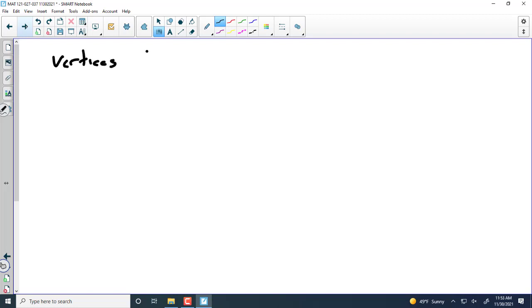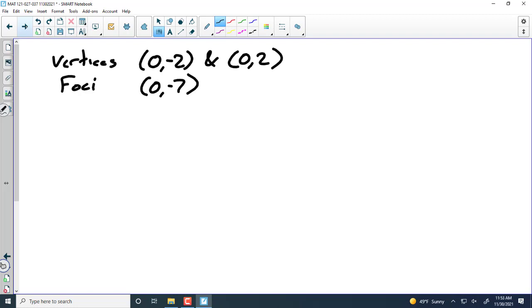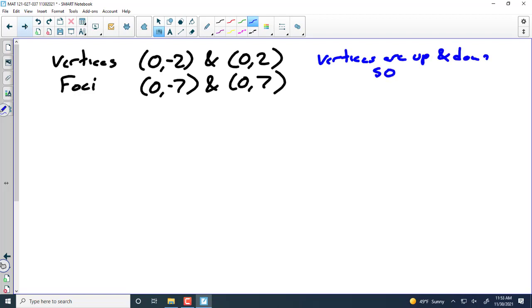Vertices 0, -2 and 0, 2. Foci at 0, -7 and 0, 7. Well, shoot. I'm supposed to write the equation of this. Let's see here. Vertices are up and down, so this thing opens up and down.